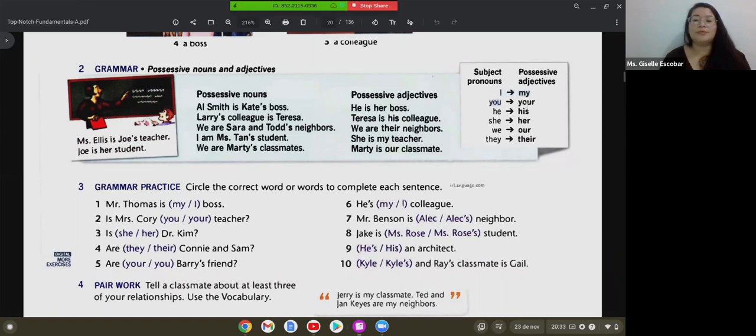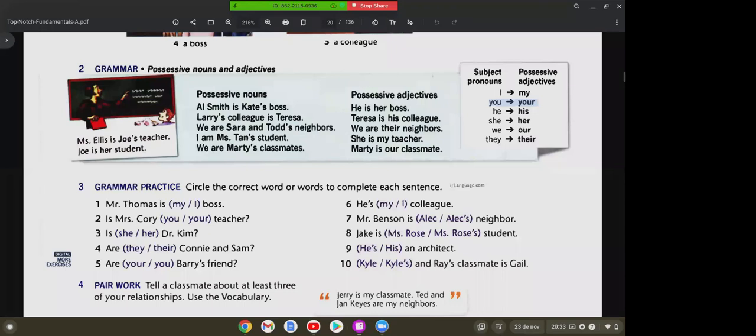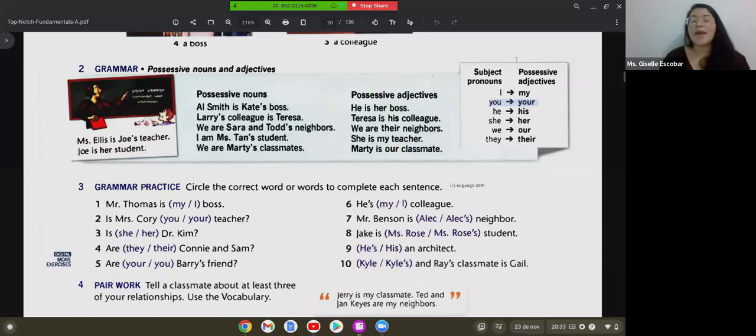You. Let's try to create a sentence using you. Your hair is brown, or brown. Your hair is brown. Tu cabello es café, tu cabello es castaño.